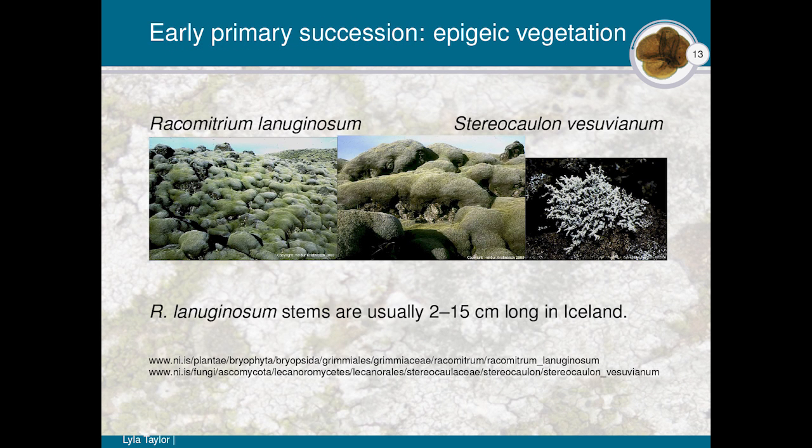So the organisms in question here are Racomitrium lanuginosum, which is a moss with up to 15 centimeter long stems in Iceland, and it forms these really lush, pillow-shaped, dense mounds. And then we also have Stereocaulon vesuvianum, which is a fruticose lichen. So it has lots of branches. It's not just a flat covering. It has quite a lot of branches.